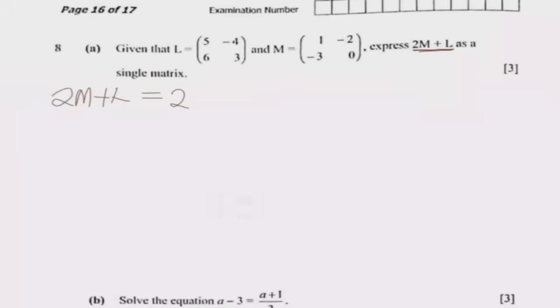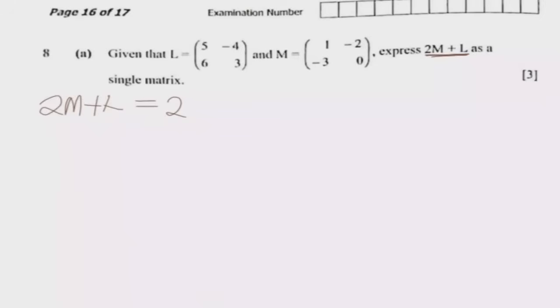Okay, so let's go ahead and solve this one as well. What we're going to do is first get this expression, which is 2M plus L. So we're going to multiply the matrix M by 2 and then add it to matrix L. So we say 2, open bracket, matrix M.